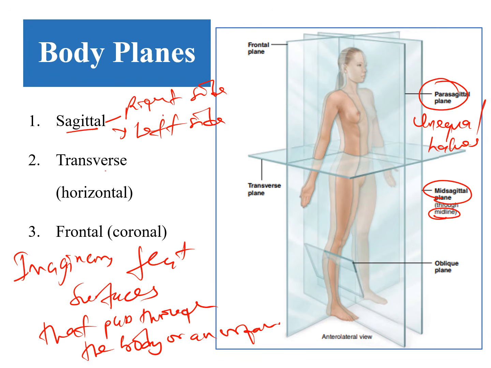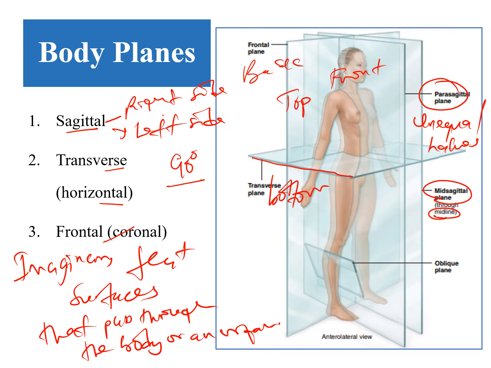Another plane is the transverse or horizontal plane. The transverse or horizontal plane is that plane that divides the body into the top part and the bottom part. Then the frontal or the coronal plane divides the body into the front part and the back part. What you have to understand about these three types of body planes is that they meet at 90 degrees.